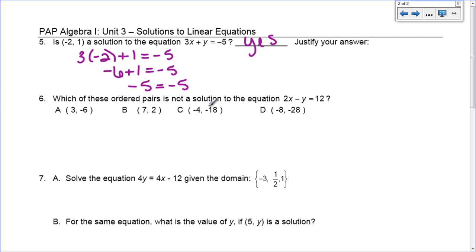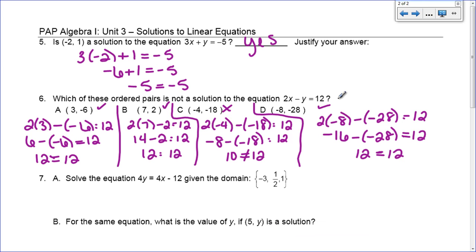There's my justification. Now, number 6 asks which one is not a solution. So we want the one that doesn't work. So I'm going to have to test them all. But I'm going to plug in each one of these points until I find the one that doesn't work. So I'm going to give you a second, pause again, go check them, and then come back and we'll see which one's the right answer.